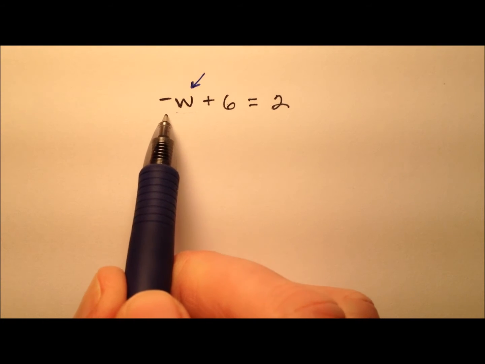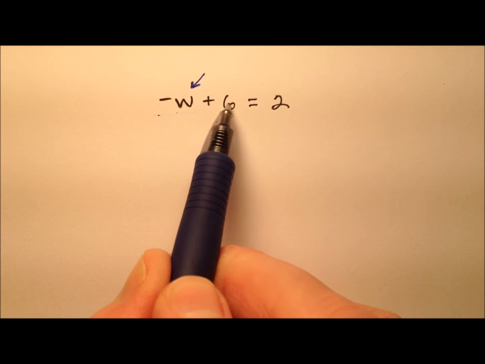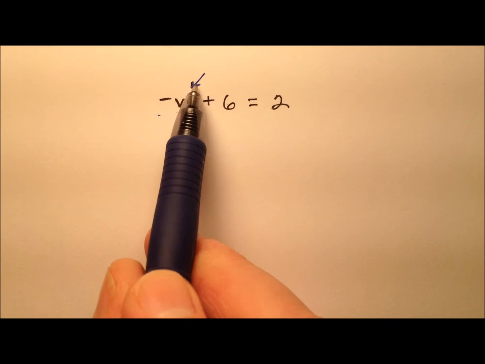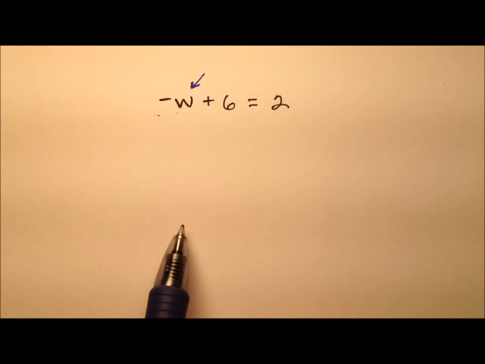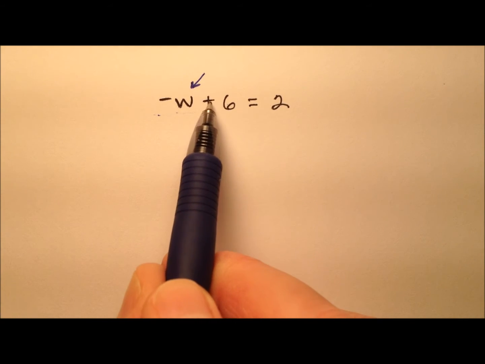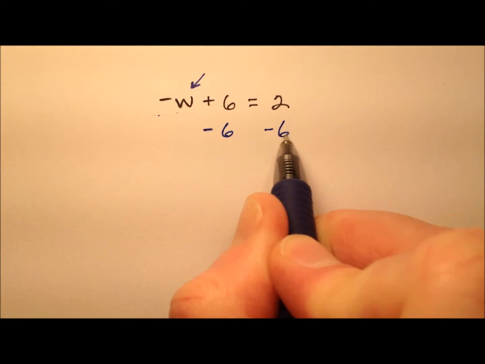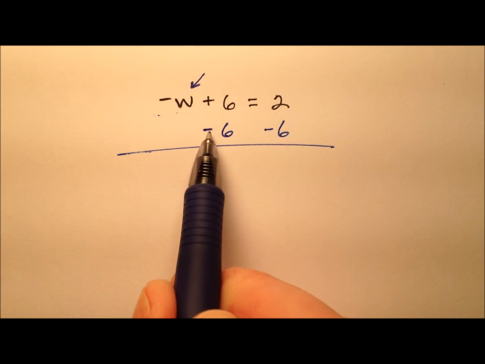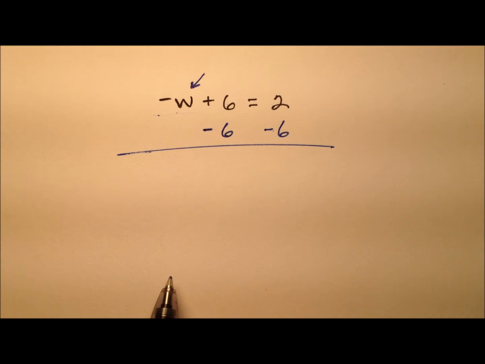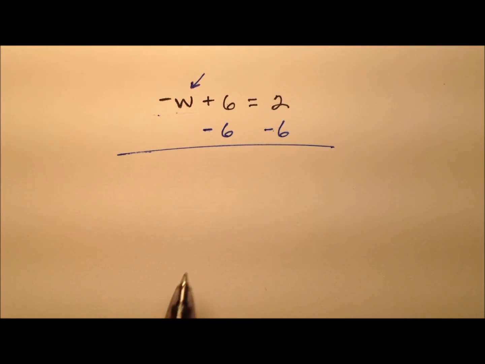All right, so on this left side, you'll notice we have two terms. We have the negative w and we have the positive 6. So if we're trying to get the w by itself, let's go ahead and start by getting rid of this plus 6. Well, the inverse operation to addition is subtraction, so let's go ahead and subtract 6 from both sides of the equation. And we can do so by using what we call the subtraction property of equality, which just says that if we subtract something from one side, we need to do it to the other side just to keep everything nice and equal.